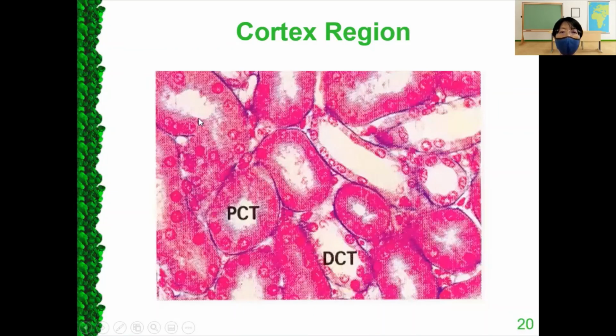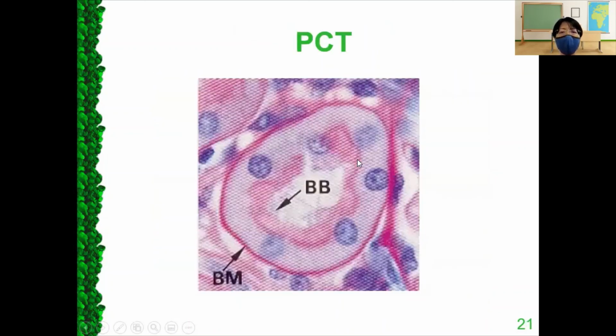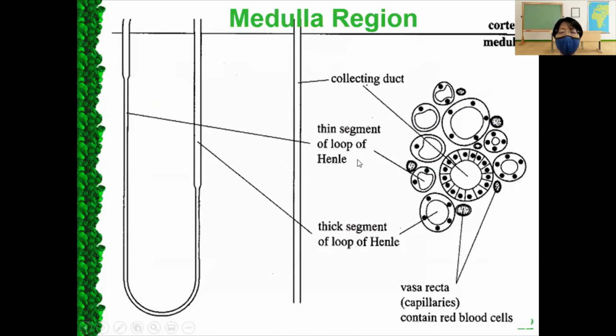Okay, so PCT and DCT. This one has the shadowy structure, which is the brush border or the microvilli. So this is PCT. This one is without microvilli because there is a clear border between the lumen and the cell. So this is DCT.